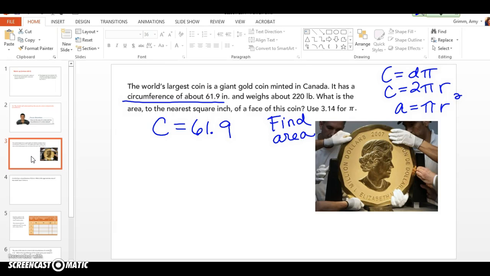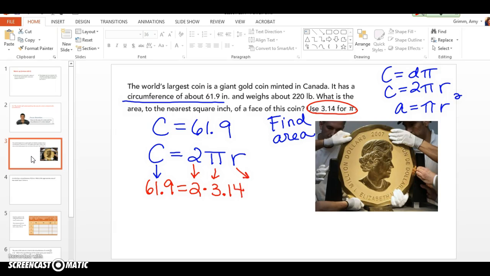So which formula, first one, middle one, or last one, are you starting with? Middle one. Oh, you want to go to the middle one now? Okay. So let's start with that middle formula. So circumference equals 2 pi r. Do we know what the circumference is? Yes, 61.9. We can plug in the 2. What are we supposed to use for pi? 3.14.